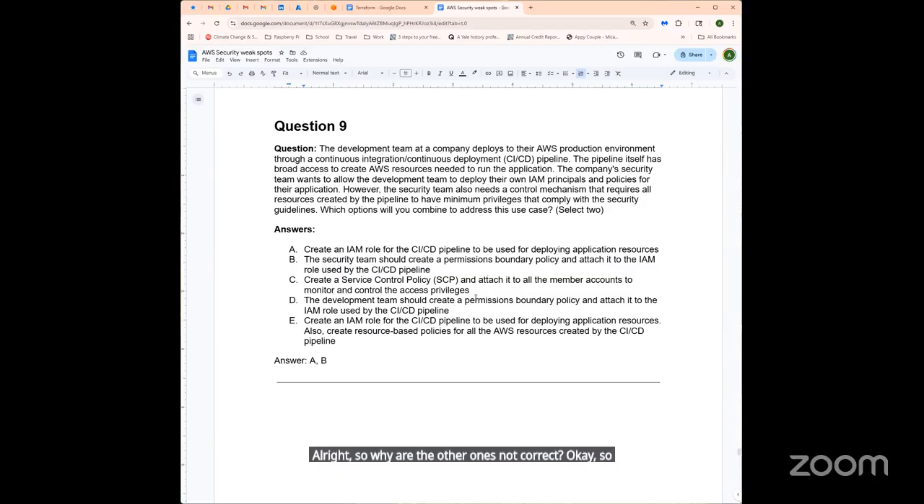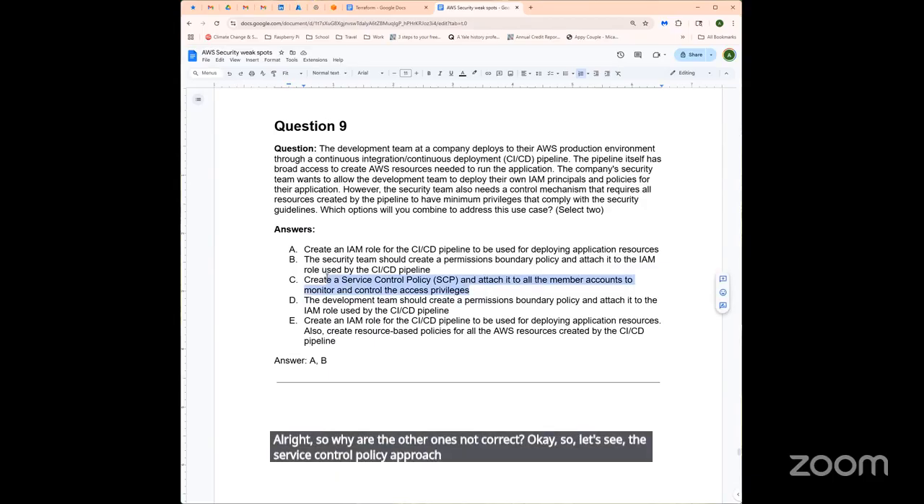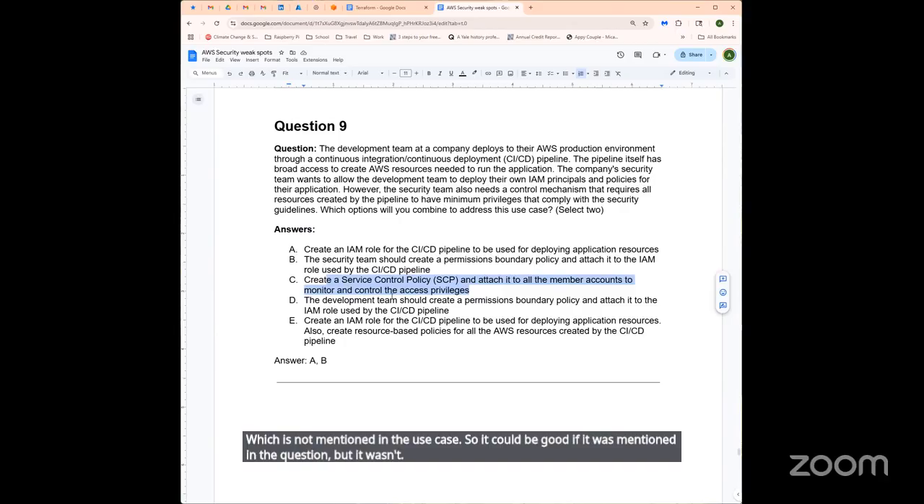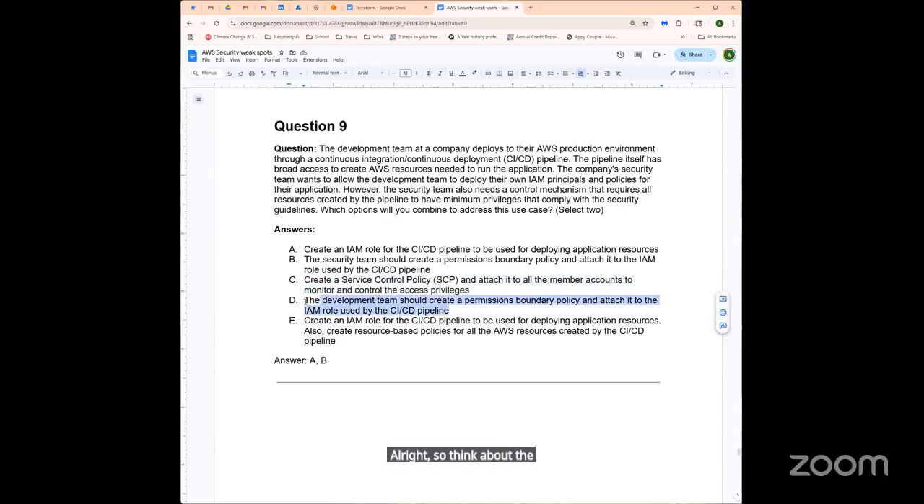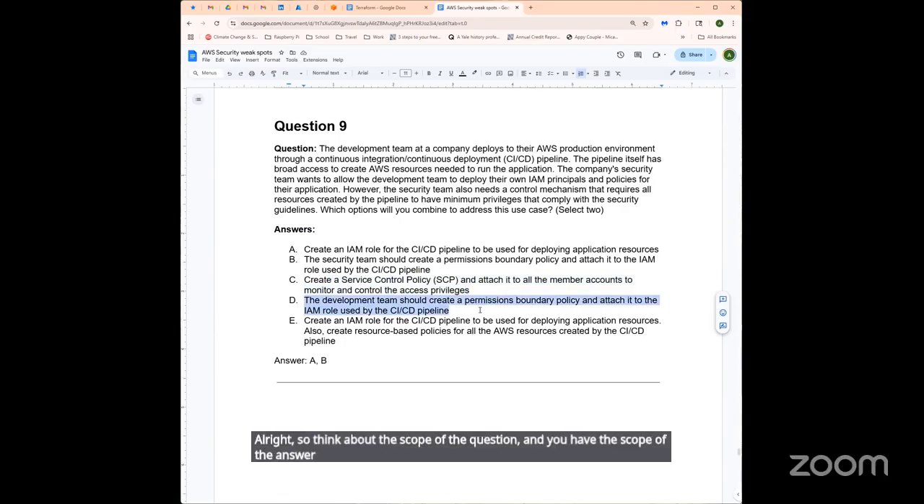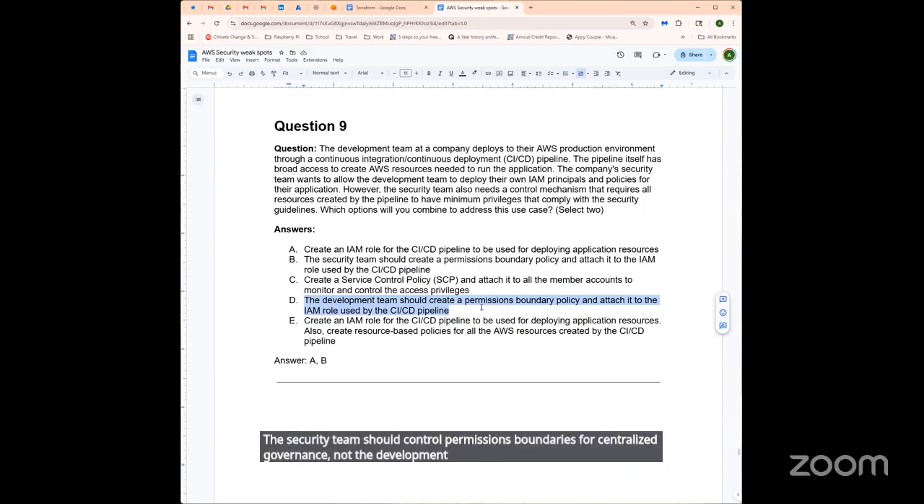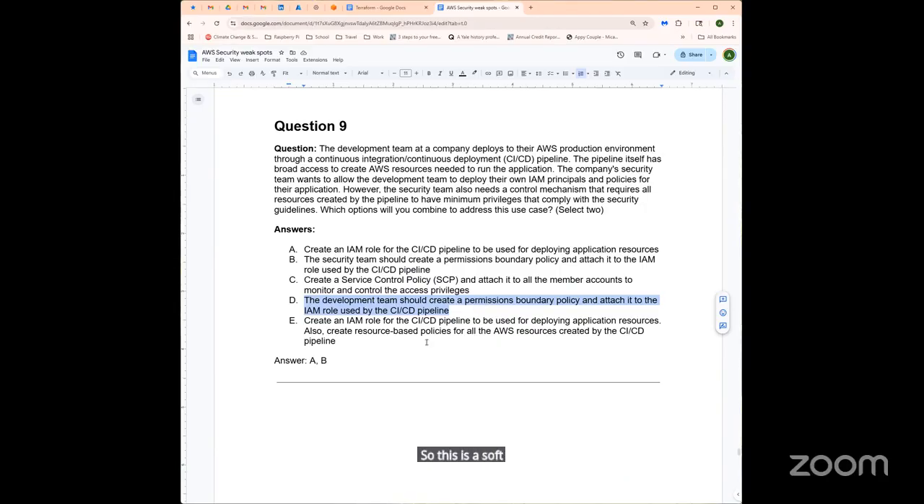Okay, so let's see the service control policy approach. This requires AWS Organizations, which is not mentioned in the use case. So it could be good if it was mentioned in the question, but it wasn't. So think about the scope of the question and you have the scope of the answer. Now let's see the development team creating boundaries. Basically, the security team should control permissions boundaries for centralized governance, not the development team. So this is a soft, incorrect answer, but if you read this question closely, you should get it.